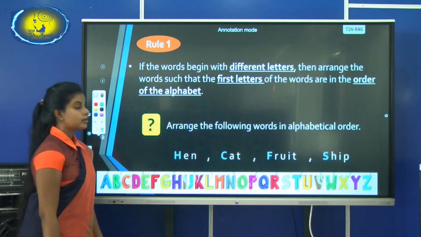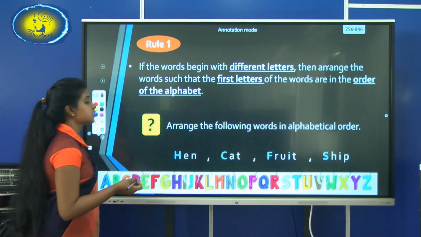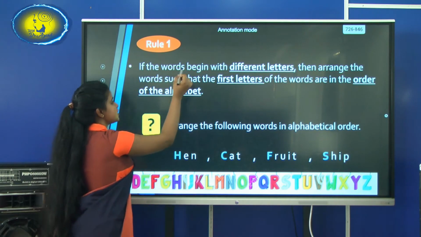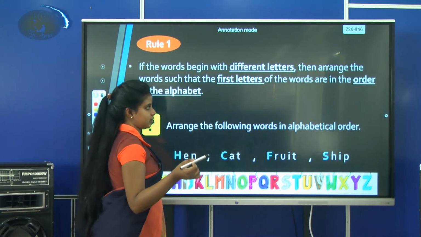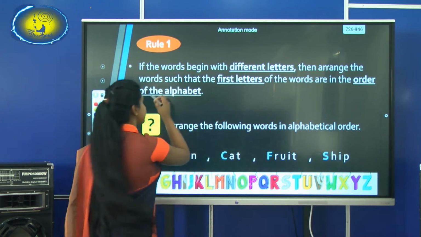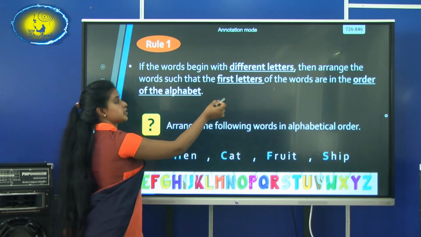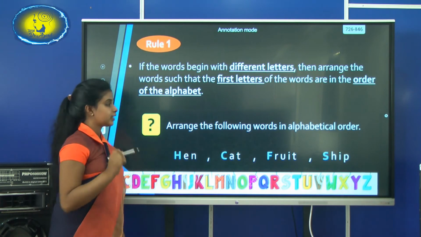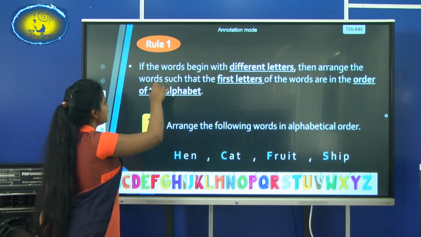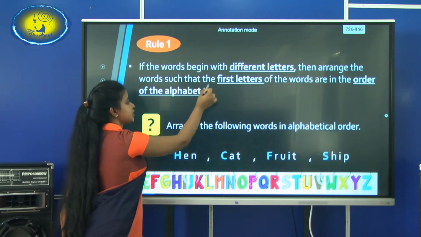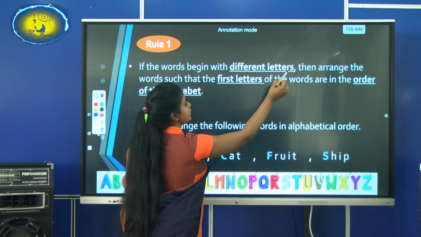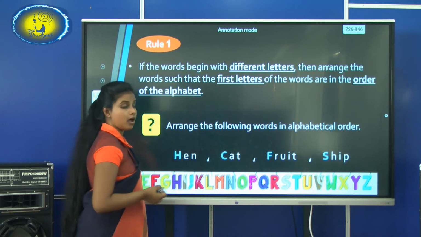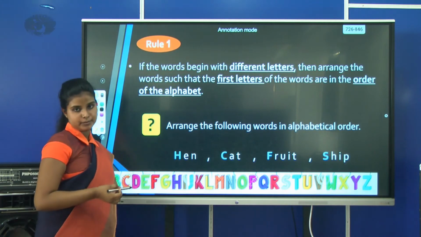Okay, children. Here, children, I have used some rules. First rule: if the words begin with different letters, then arrange the words such that the first letters of the words are in the order of the alphabet. Again, look at the definition here, children. If the words begin with different letters, then arrange the words such that the first letters of the words are in the order of the alphabet.